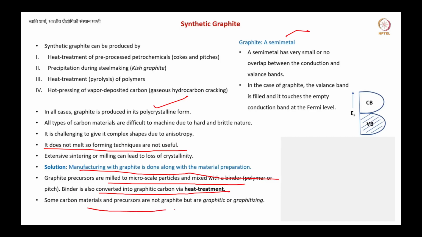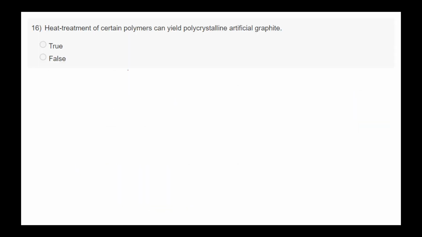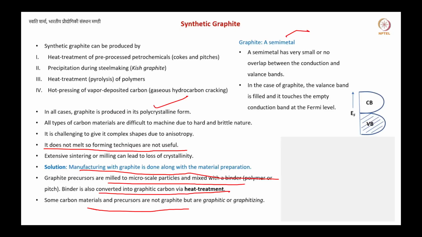Some carbon precursors are not graphite but are graphitic or graphitizing. So it is true that heat treatment of certain polymers can yield polycrystalline artificial graphite. Here you can see graphite is produced in its polycrystalline form in all cases. So even if you do the heat treatment, you will get that.